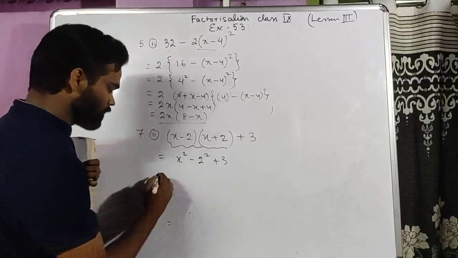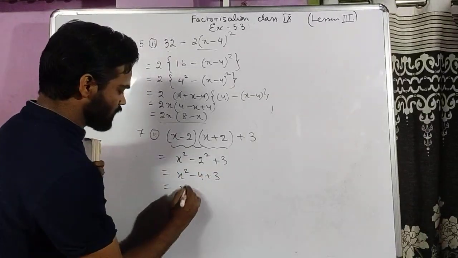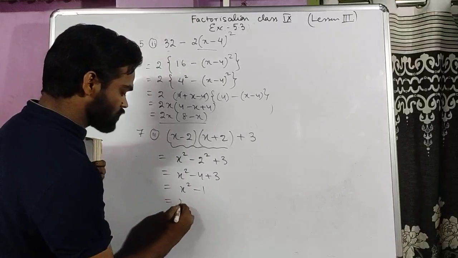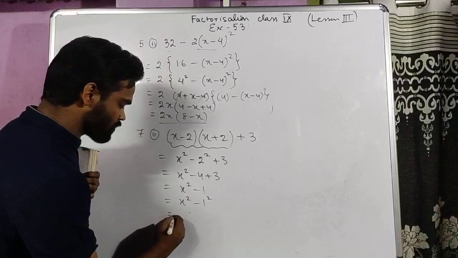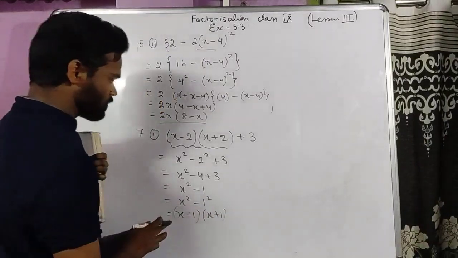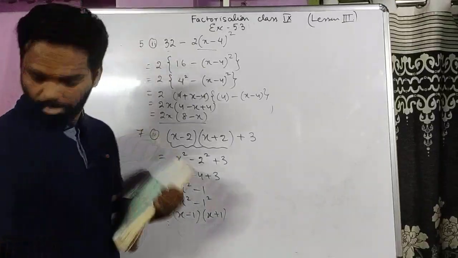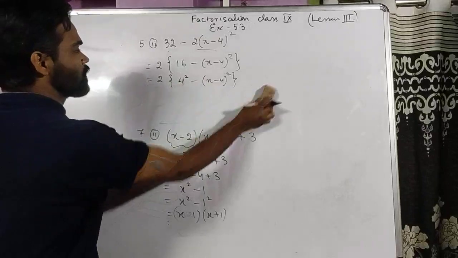Look carefully. Now this is x square minus 4 plus 1 plus 3. This is x square minus 1. Now this can be written as this. This is a square minus b square form. So this is (a minus b)(a plus b). So it will be (x minus 1)(x plus 1). Please copy the sum.